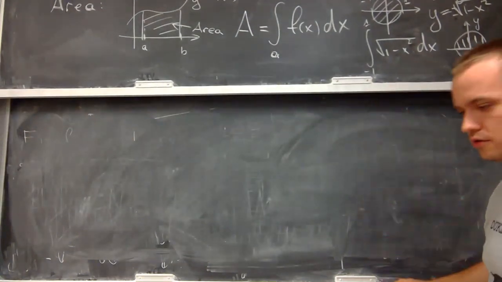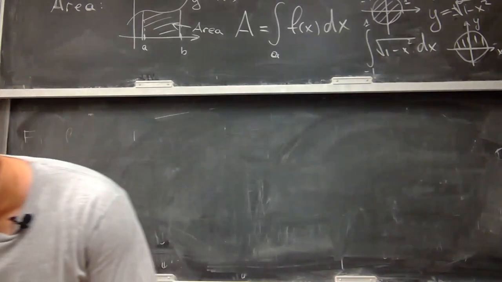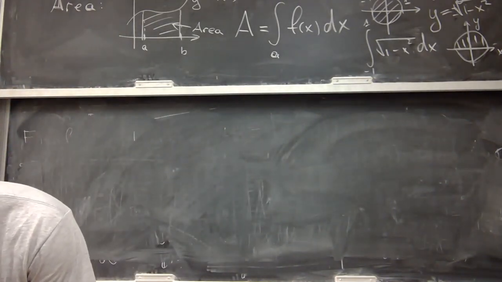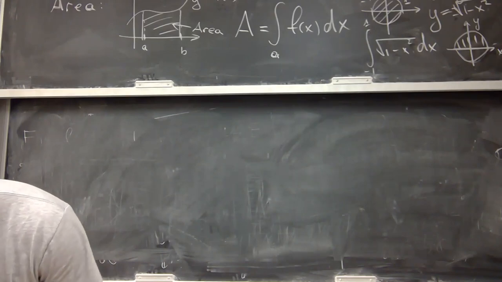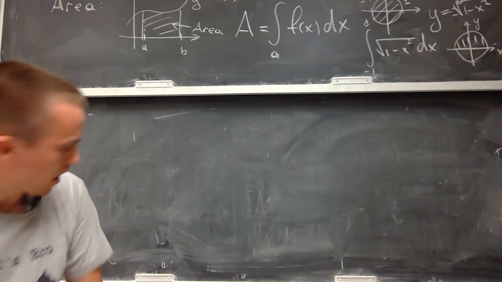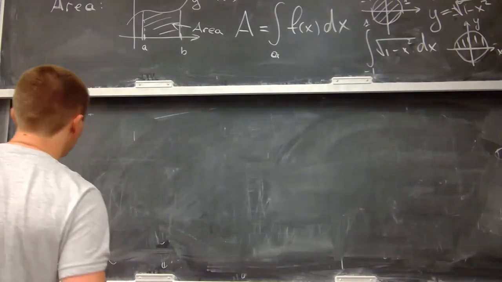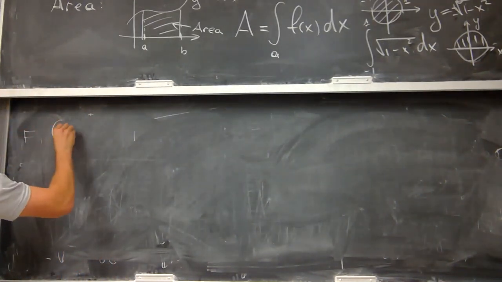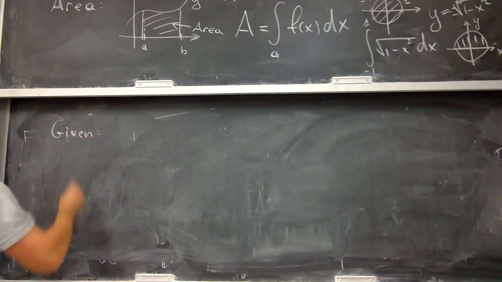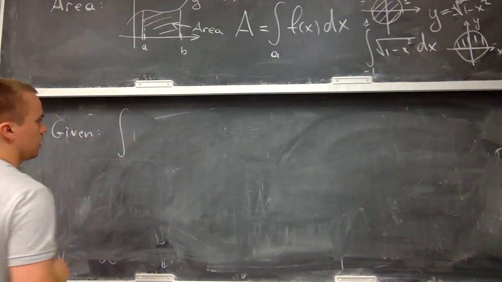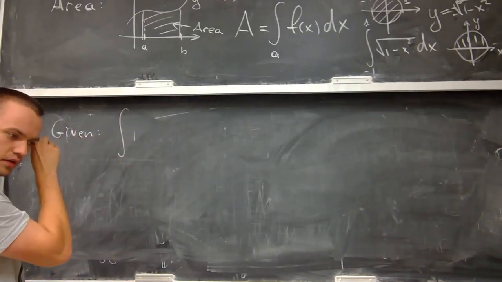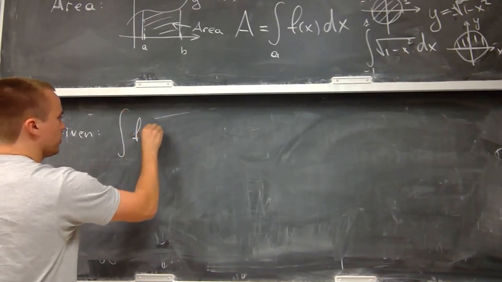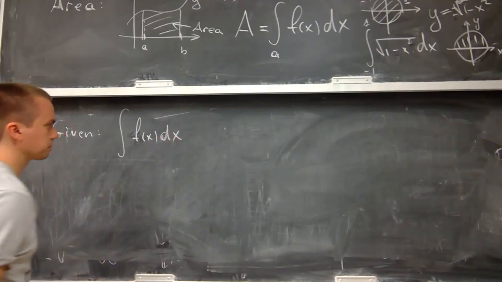So this is one of the motivations why we're interested in this. Okay, so let's do the next one. How are we going to derive this? And the derivation is the following. We're given the integral, and let's first do it without setting my bounds. We're given the integral of f of x dx.